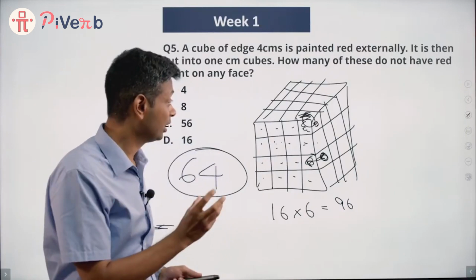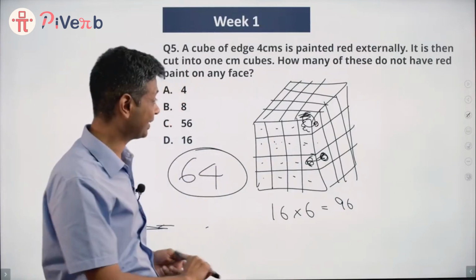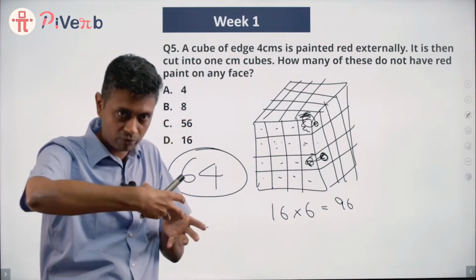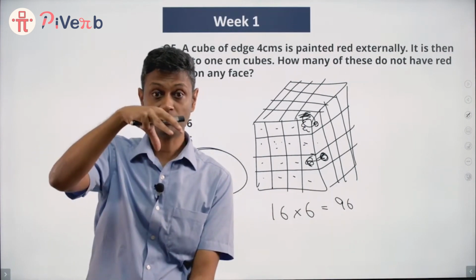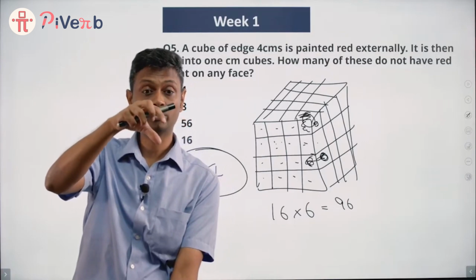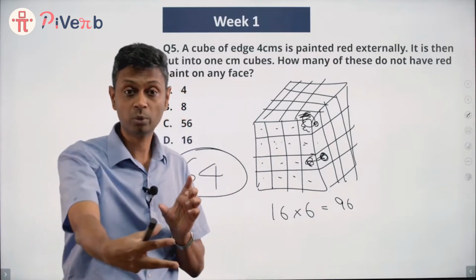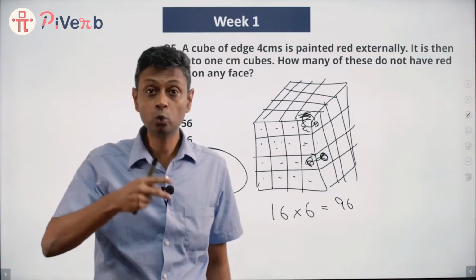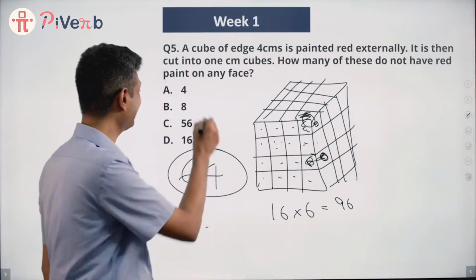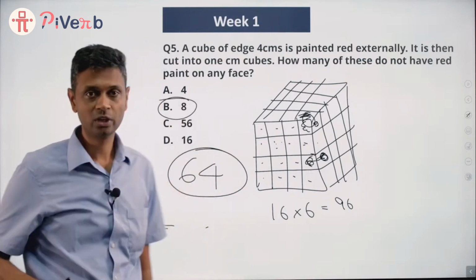What is remaining is a 2 by 2 by 2 cube right inside this. Imagine front and back removed, right and left removed, top and bottom removed. So from 4, you're removing 1 layer on top, 1 layer on bottom, 1 on right, 1 on left, 1 on front, 1 on back. A 2 by 2 by 2 cube sitting inside is beautiful. 2 by 2 by 2, or 8 cubes, have nothing painted.